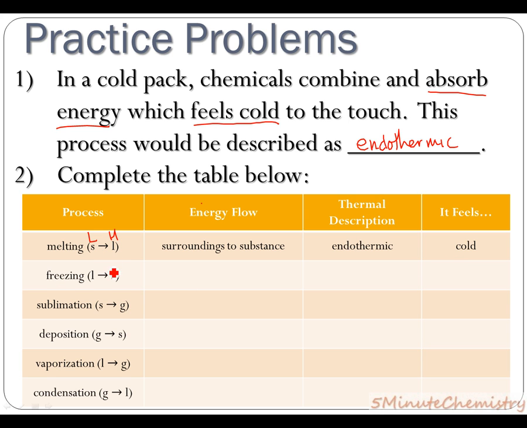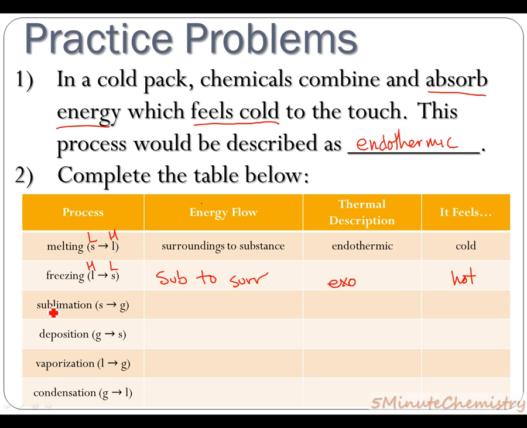Now the opposite process, liquid to solid, right? So this is going from high energy to low energy. Instead of flowing from surroundings to substance, we're going to be going out from the substance to the surroundings. We would describe this, if it's energy going out, we would call this exothermic, and it feels hot.